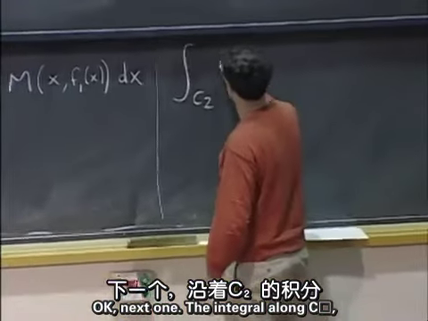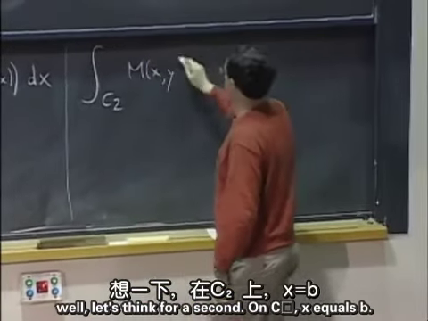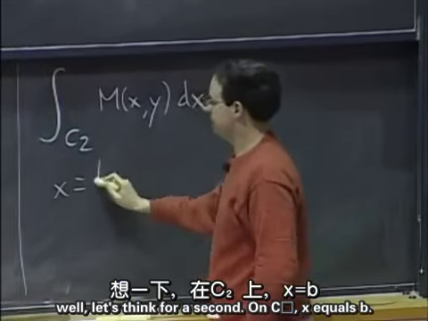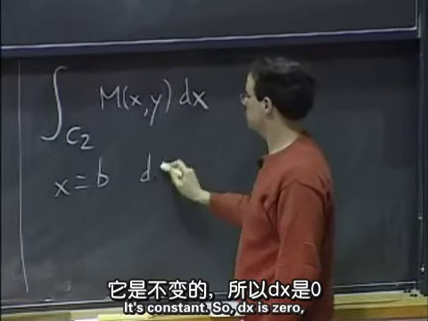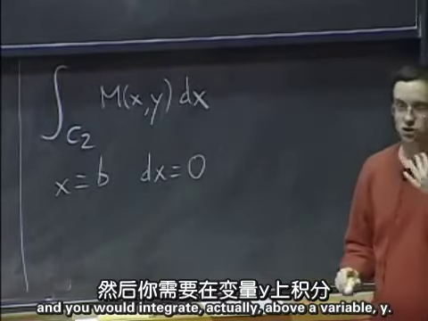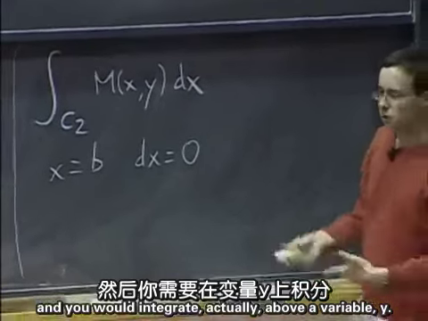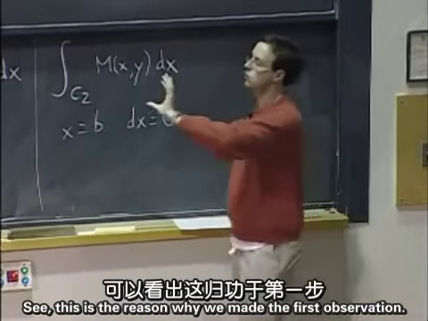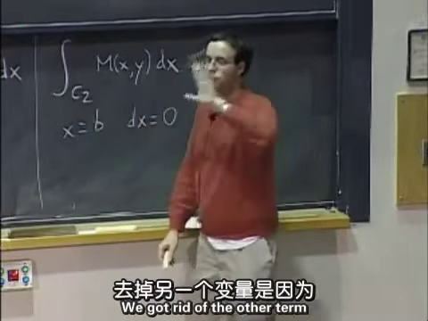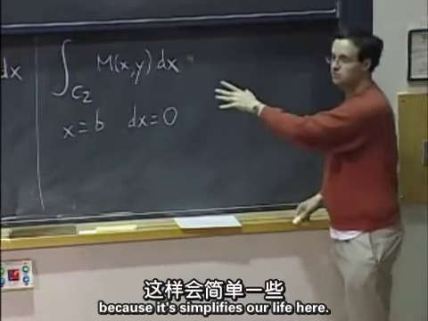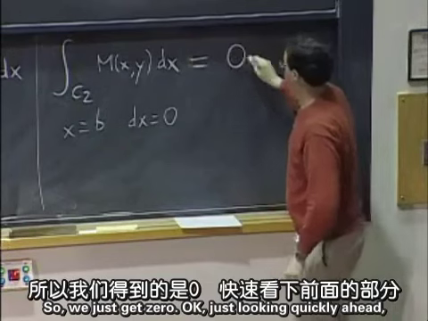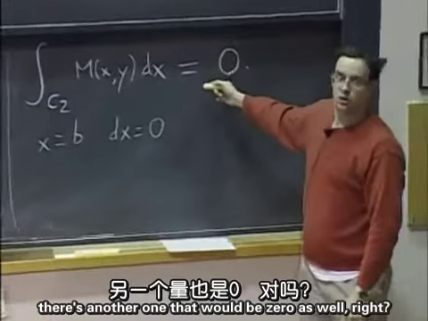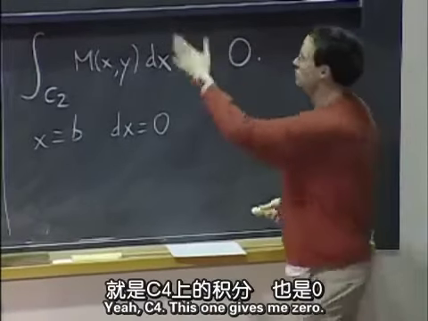Okay? Next one. The integral along C2. Well, let's think for a second. On C2, x equals b, it's constant. So dx is 0, and you know you would integrate actually over the variable y. But, well, we don't have a y component. See, this is the reason why we made the first observation. We got rid of the other term because it simplifies our life here. So we just get 0. Okay, just looking quickly ahead, there's another one that will be 0 as well, right? Which one? Yeah, C4 also gives me 0.